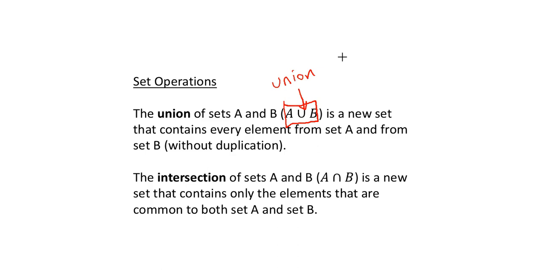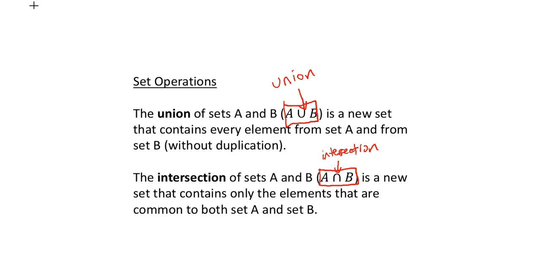The intersection of sets A and B, indicated by this symbol here. So we have A intersect B, that's how you would read this, and this is the intersection symbol. It is a new set that contains only the elements that are common to both set A and set B. So this new set contains only the things that the two sets share in common. In other words, it contains only the things that are duplicated in both sets. Anything that's unique just to set A does not go into the new set. Anything unique to set B does not go into the new set. It has to be common to both of them to be in the intersection of the two.